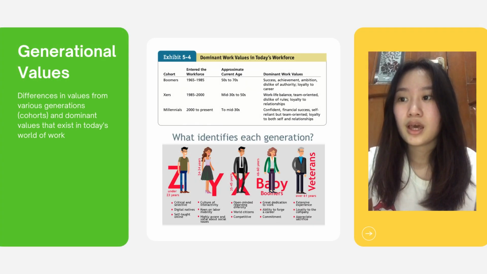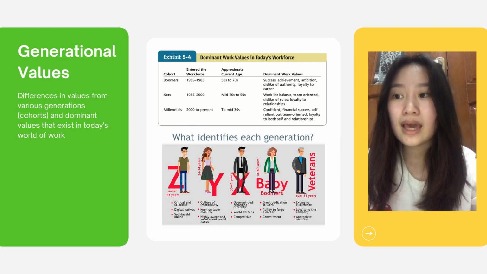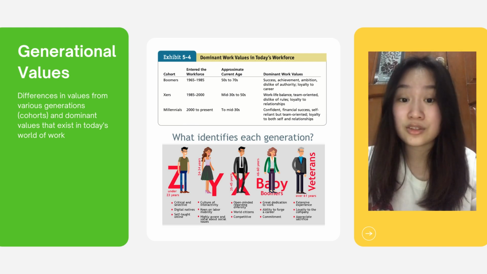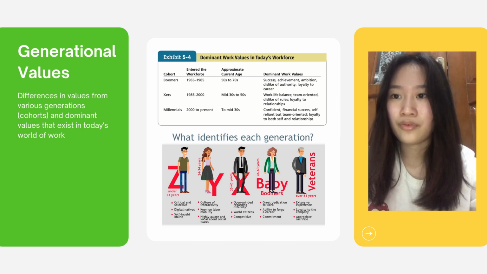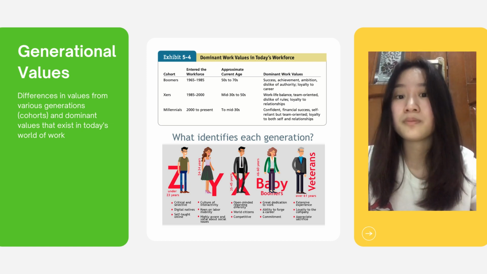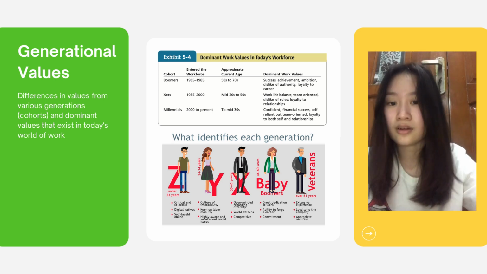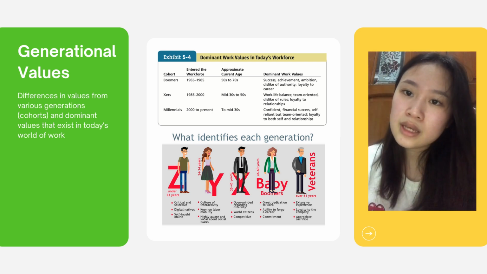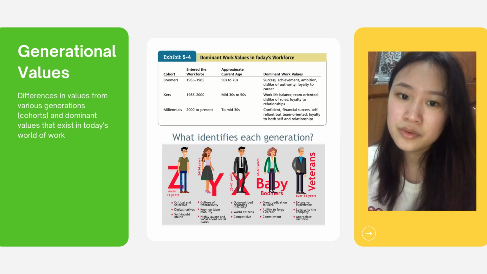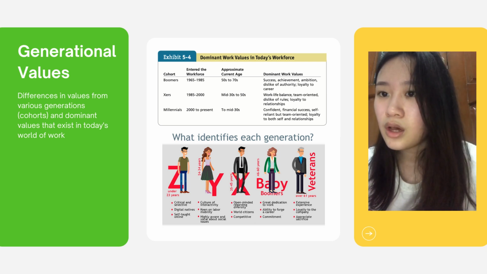Generational values, or differences in values from various generations and dominant values that exist in today's world of work. In Exhibit 5.4, there are three generations, but I found five, including Generation Z, in another source. And we can see that there are visible differences in the dominant work values.